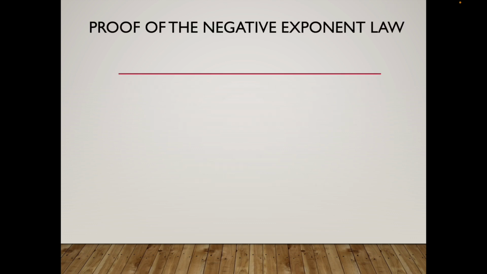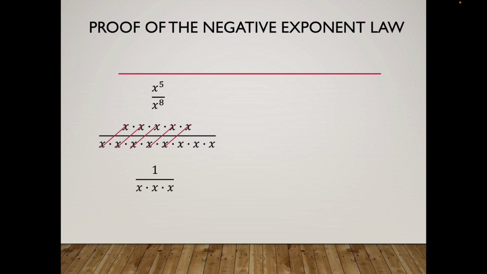First, I'm going to prove to you the negative exponent law, which you may have seen previously. When you are given two of the same bases and you are dividing them, there is a law for this. However, I'm going to show you what this actually means. X to the power of 5 is x multiplied by itself 5 times, and x to the power of 8 is x multiplied by itself 8 times. Showing it out like this, you can see that there are a lot of x's that get cancelled because one is on top of the other. And so what you're actually left with is 1 over x times x times x, which is the same thing as 1 over x to the 3.